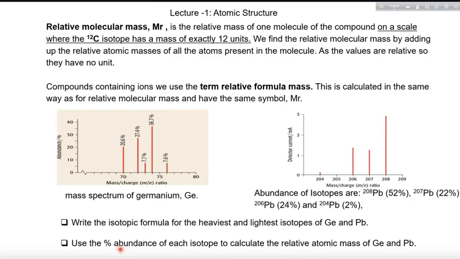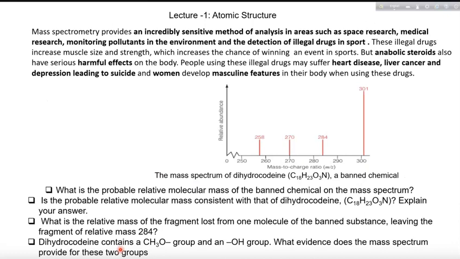I'm asking you here to use this information and find out the relative atomic mass of germanium and lead, as we showed already in the case of neon. Now I take these slides, and probably we have finished about 25 minutes or so, and finish this lecture here. We will continue the next lecture from here.